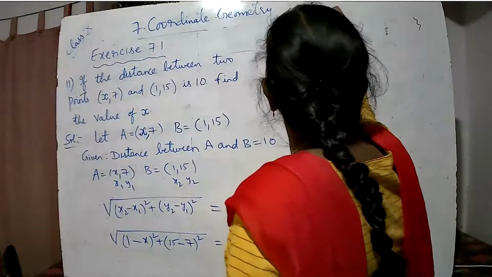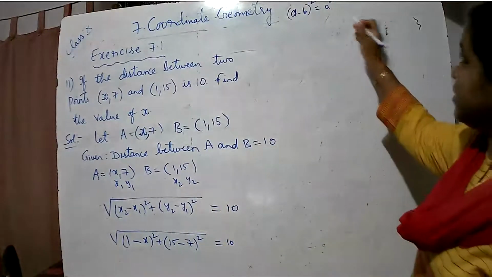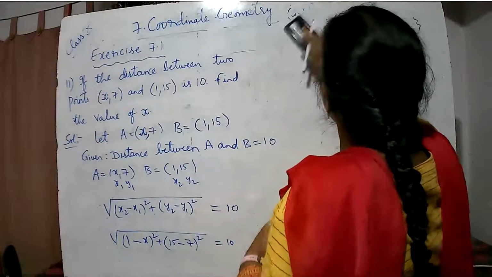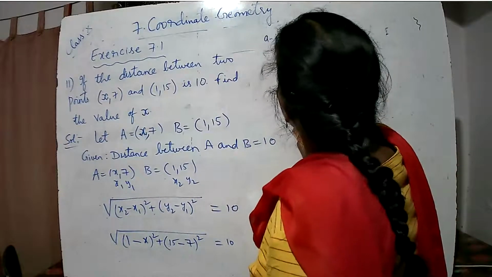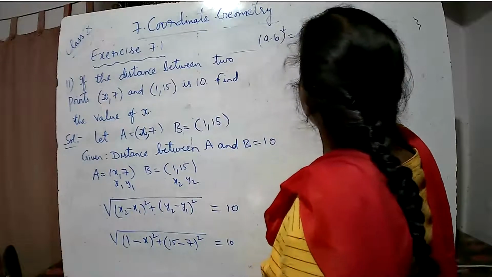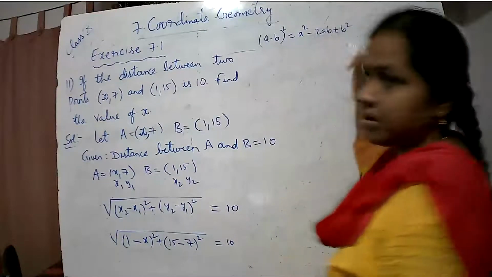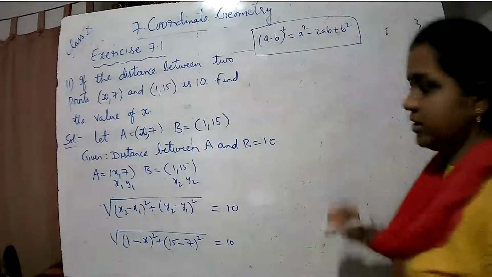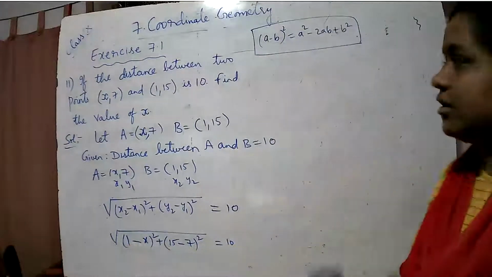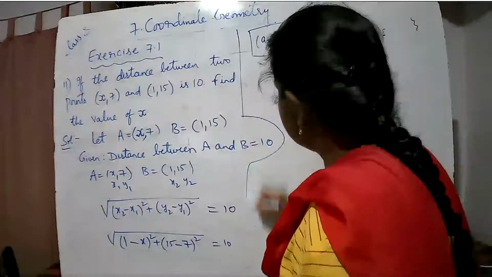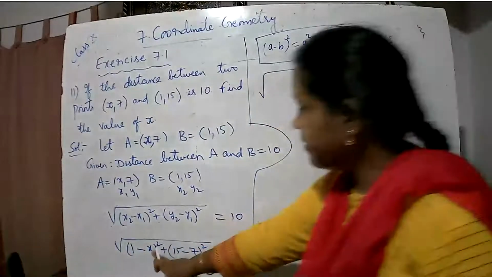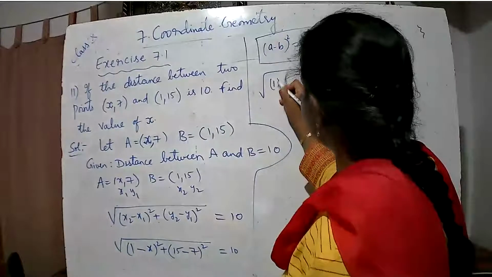(a minus b) whole square is equal to a square minus 2ab plus b square. Can you see this? I'll write it down here. (a minus b) whole square is equal to a square minus 2ab plus b square. So we are using this expansion to expand (1 minus x) whole square. So that is square root of, here a is 1 and b is x. So a square means 1 square, minus 2, a is 1, b is x.